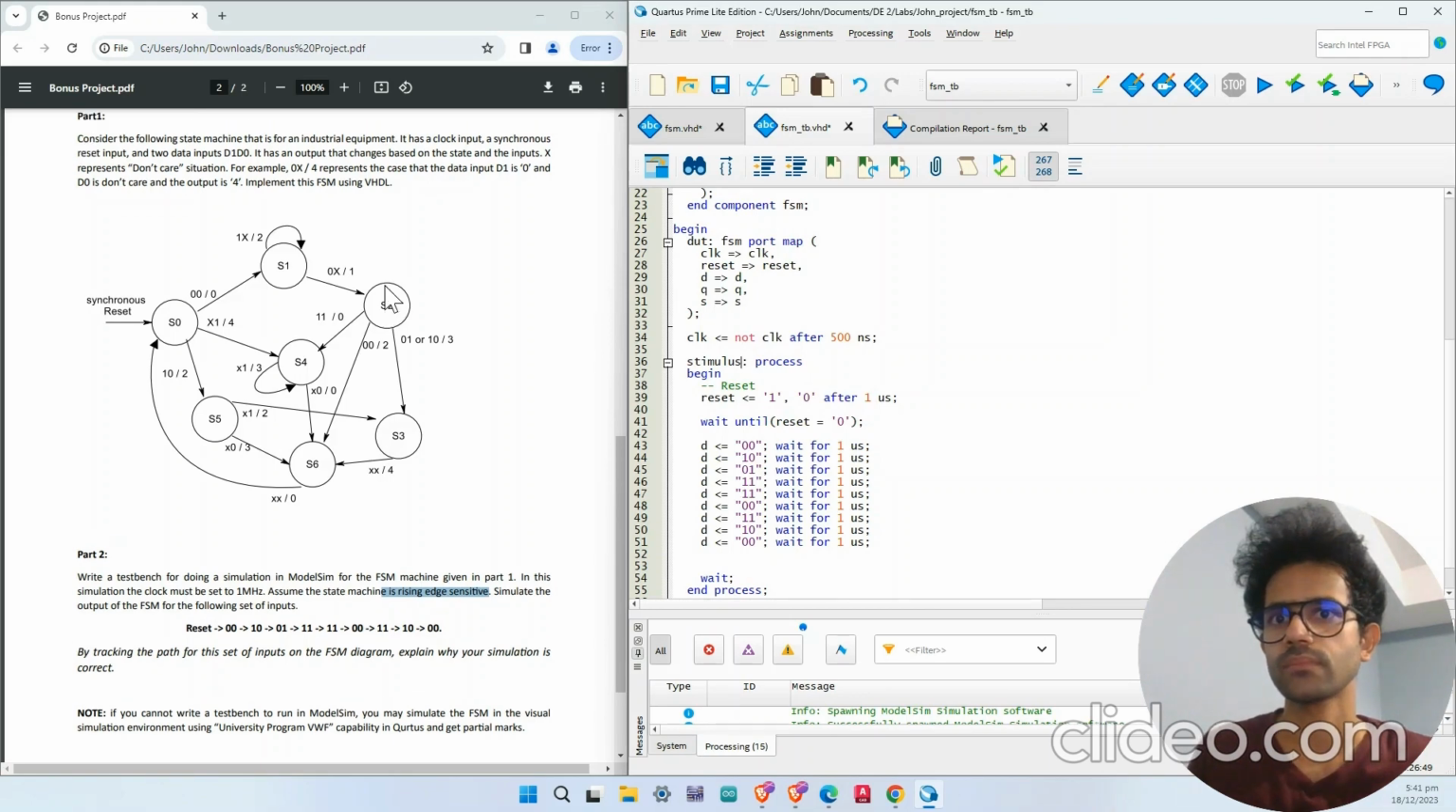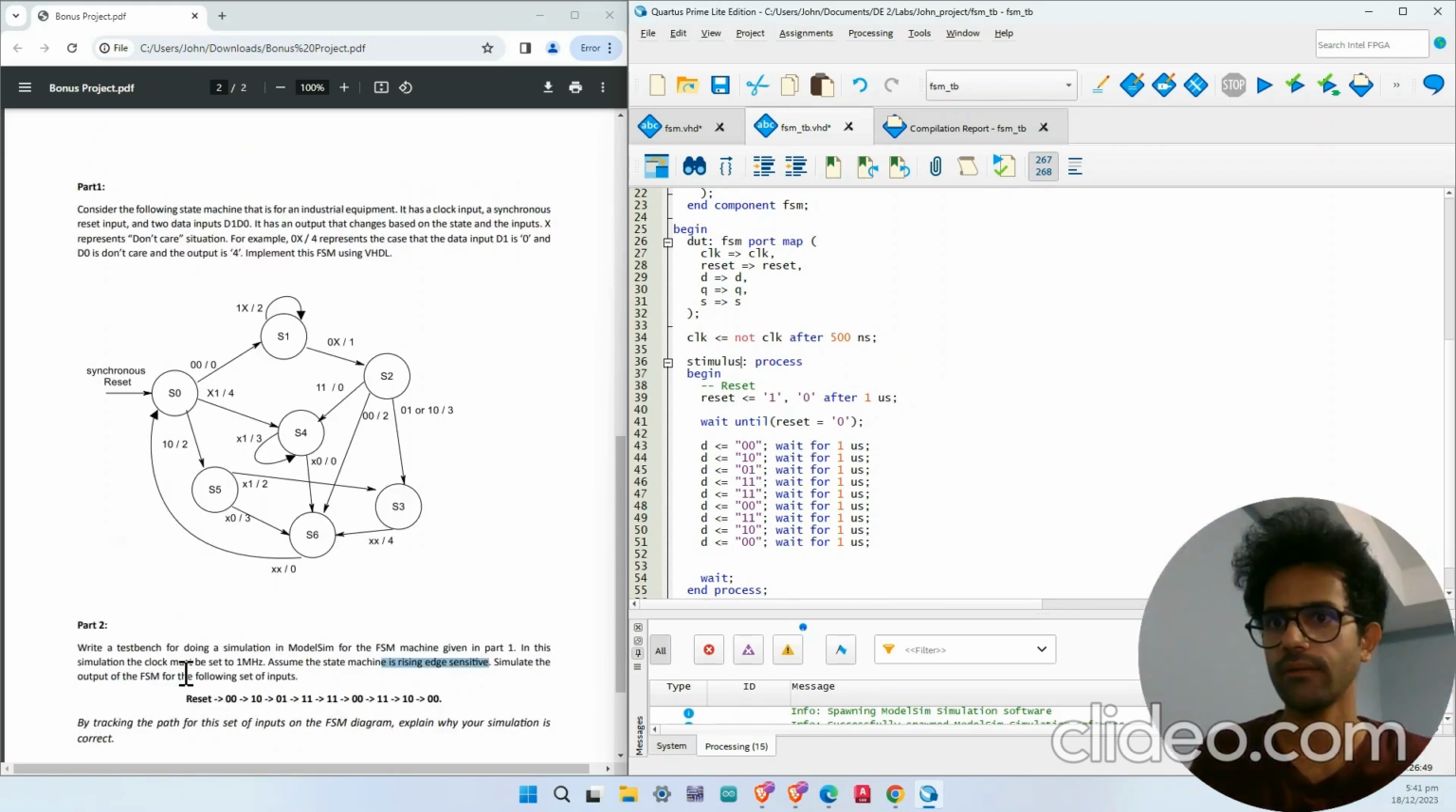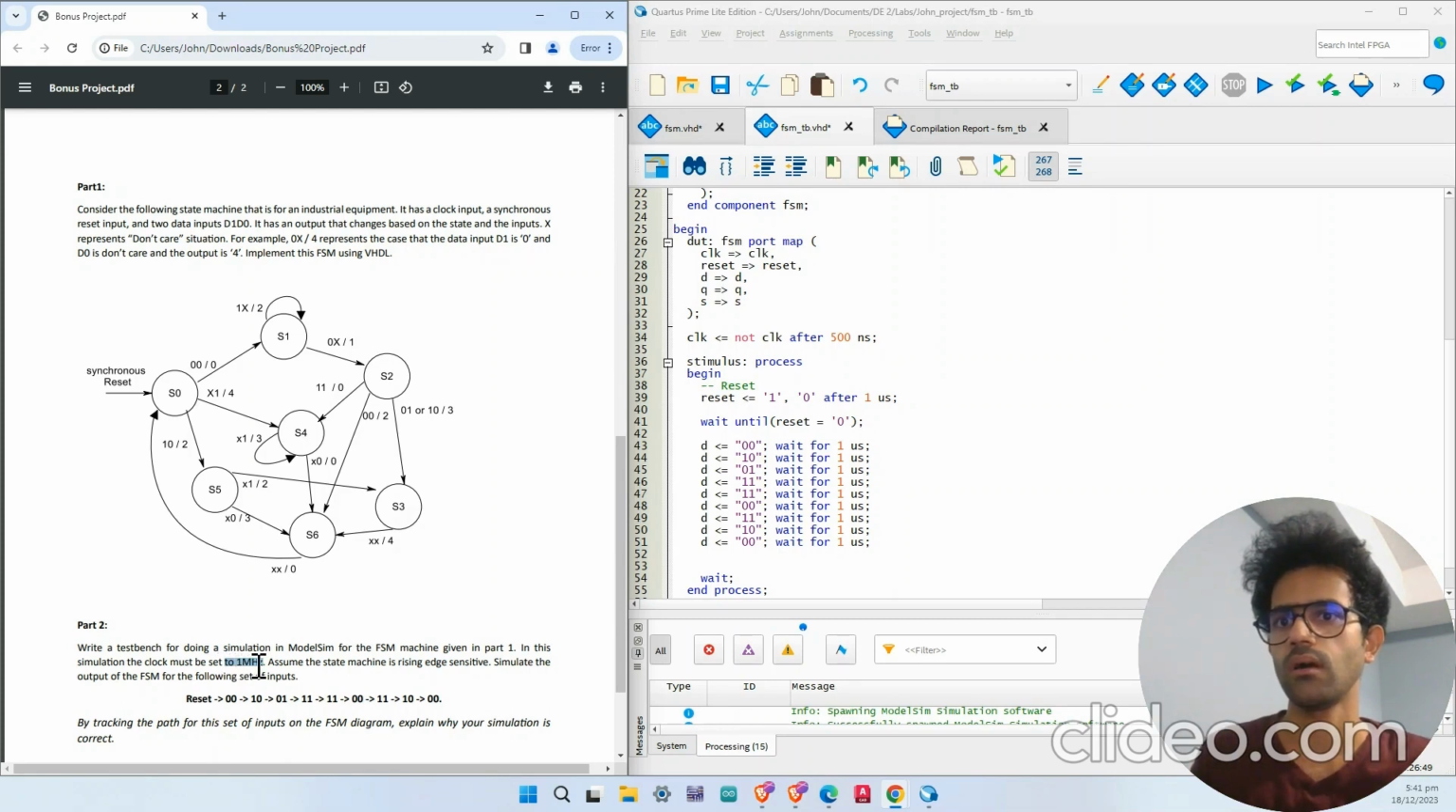The FSM is supposed to have a clock of 1 megahertz. So we know that if 1 megahertz is the frequency, we can get the time period as 1 by F, which gives 1 microsecond. So to implement a 1 megahertz clock signal, we need a time period of 1 microsecond. So clock is assigned not clock after 500 nanoseconds. This is half the time period.